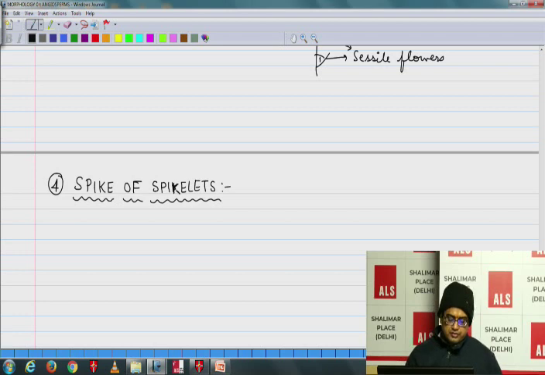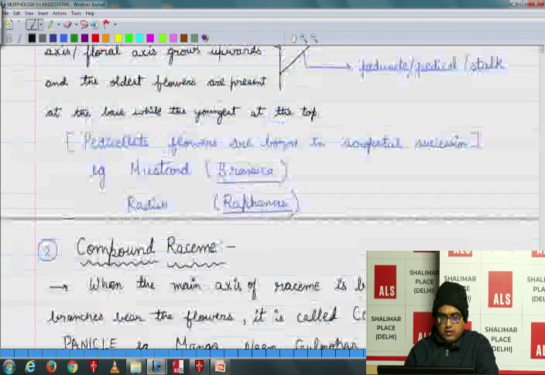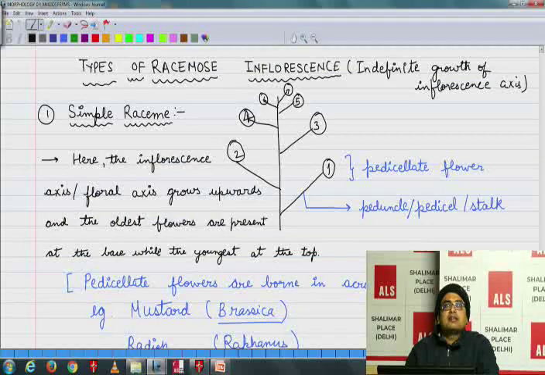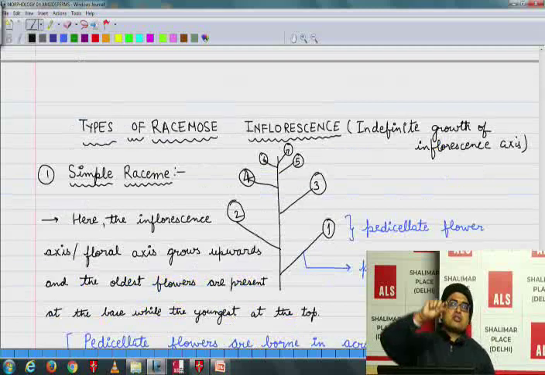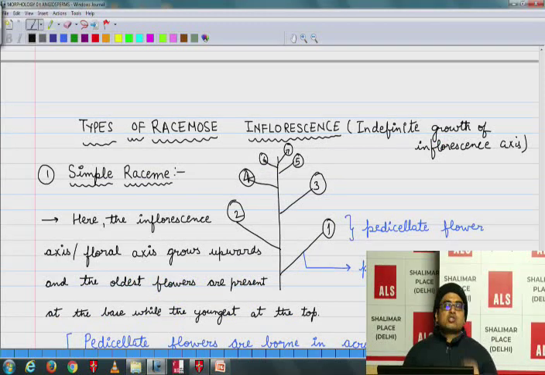Spike of spikelets. Now you can write about this. Each spikelet... look, I'll try to help you understand this. Just now we have studied simple raceme inflorescence. In simple raceme inflorescence, if you remove the pedicel, it becomes spike.